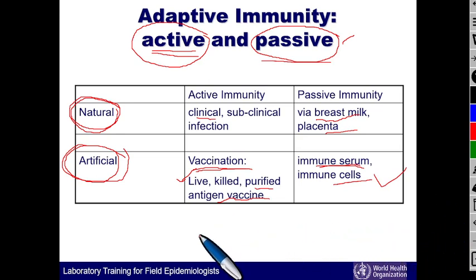Now I want to conclude here. The next part of immunity will be discussed in the next part.